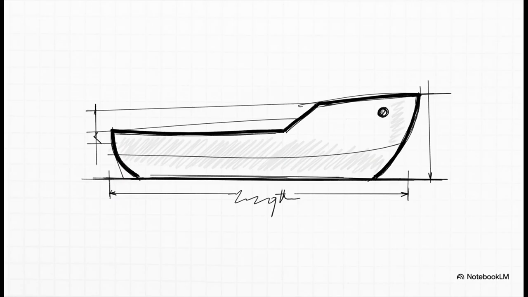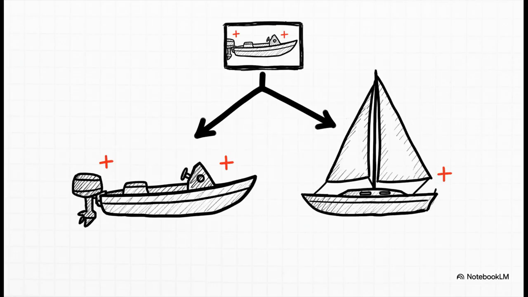Imagine we create a very basic blueprint, a base class called boat. It just defines the stuff that all boats have in common, like, say, a length. Now, here's the cool part. We can create new, more specific blueprints, like one for a powerboat and one for a sailboat, that inherit from our original boat class.